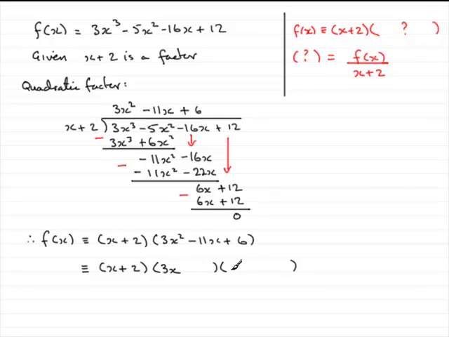You're going to have a 3x and an x at the front, and then two numbers that multiply together to give plus 6. Well, if you try several number combinations, you'll find it's minus 2 and minus 3. So we end up with 3x squared minus 11x plus 6 when this is expanded. Okay, well there you go. That gives us f of x factorized.